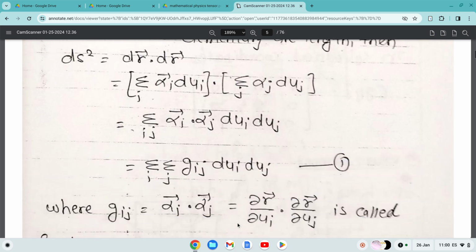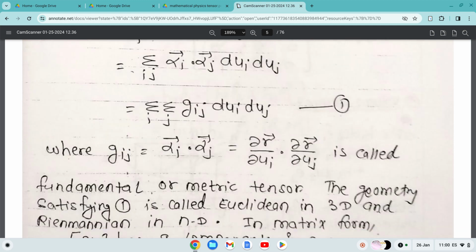All right, and this would be, if we write this, alpha i and alpha j equal to g_ij, and dui, you know, the derivative of u with respect to j, the duj component. And here you can see g_ij equal to these two values. I have substituted at this place. All right, I have written this, and dj equal to dr by dui into del r vector by duj. And this is the fundamental or metric tensor, that you can get from the value of this, and the geometry is satisfying Euclidean in 3D and Riemann in nD.